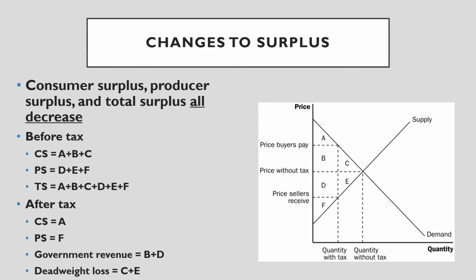So now the new consumer surplus, again, is the area below the demand curve and above the price. The price buyers pay is up high, so it's only letter A. That's all that's left as consumer surplus. Producer surplus is the area above the supply curve and below the price received. Sellers only receive that lower price now, and so letter F represents the producer surplus. So total surplus is now just A and F, whereas before it was A, B, C, D, E, and F. So total surplus has dramatically decreased.